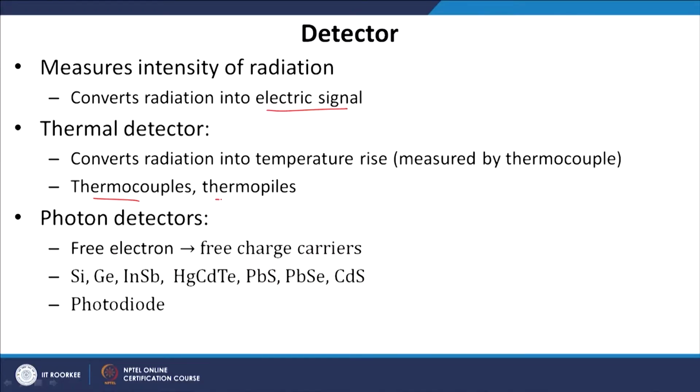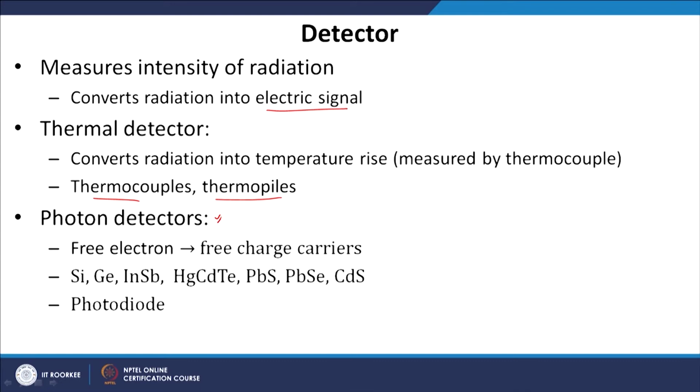In this category we have two types of detectors. The thermal detector converts radiation into temperature, and then the temperature is measured through some kind of thermocouple, which converts temperature into an electric signal. So, thermocouples are used to measure the temperature, but the radiation detector is thermal based because it converts radiation into thermal temperature. Thermocouples and thermopiles are these types of detectors that can measure radiation.